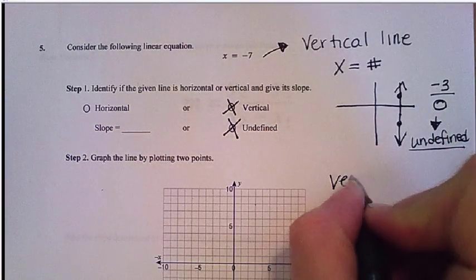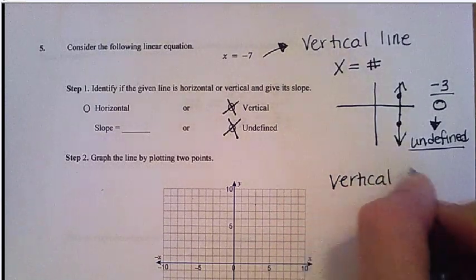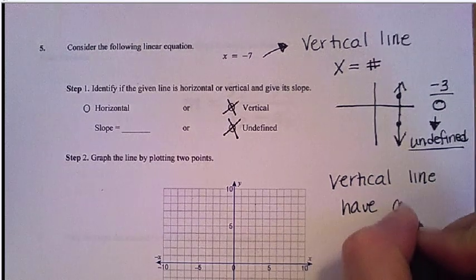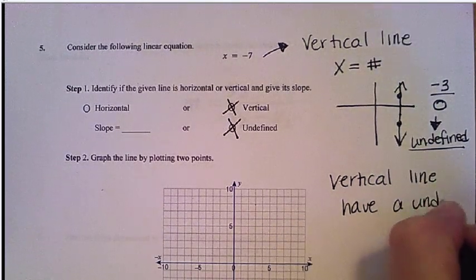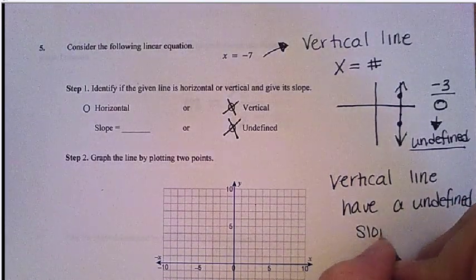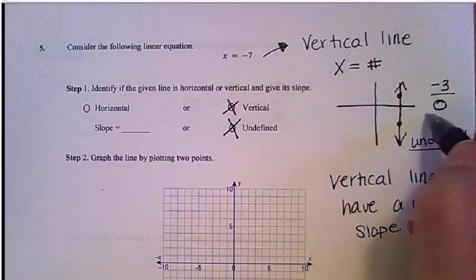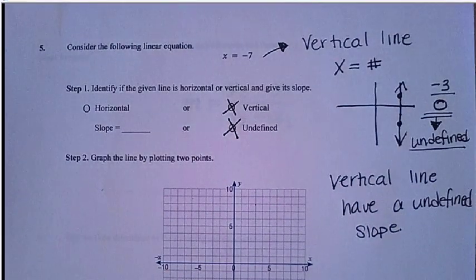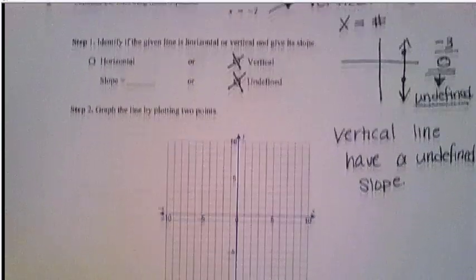So again, vertical lines have an undefined slope, meaning they don't actually have a slope, again because you're having to divide by 0, which we're not allowed to do. Okay, but we can still graph this guy.